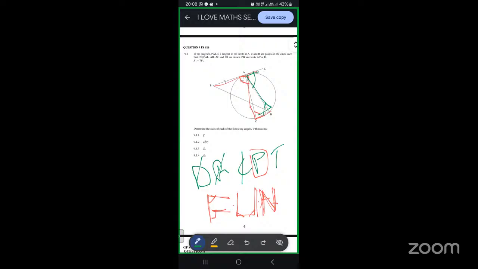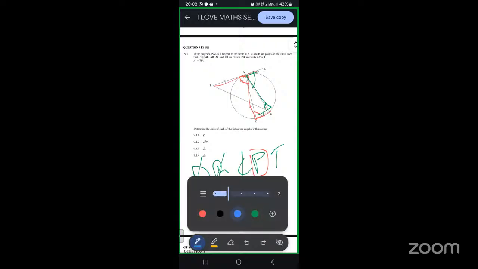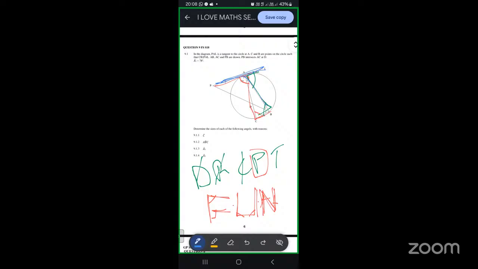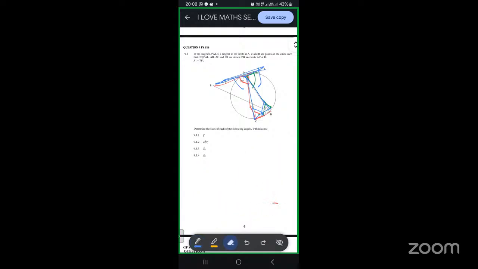Then we have that tangent there. This is the tangent. This is our triangle. Therefore, this angle will be equal to that angle, tan chord theorem. And this angle will be equal to that angle, tan chord theorem. Then now you are done with the analysis. We're just going to dive into the problems and see what you are required to find. Now the question: we are required to determine the size of each of the following angles with reasons.